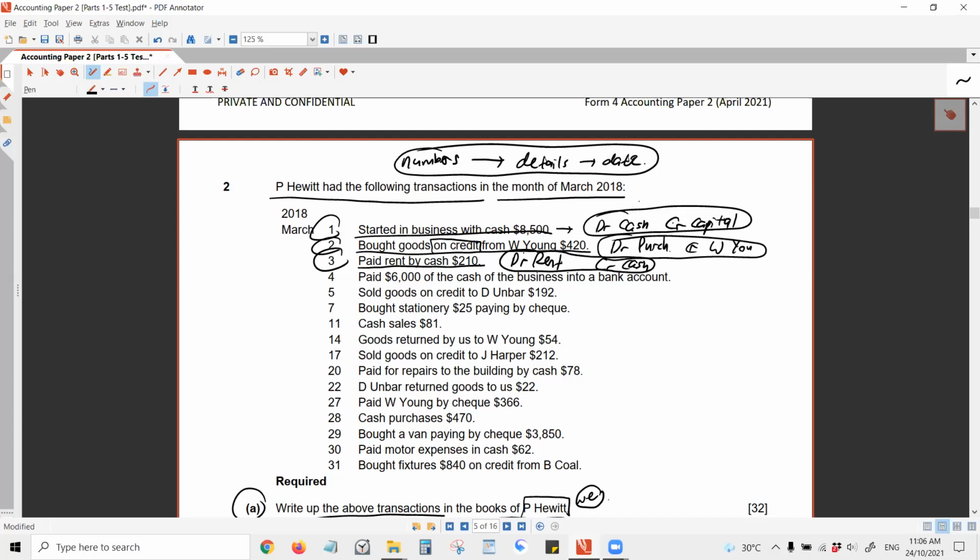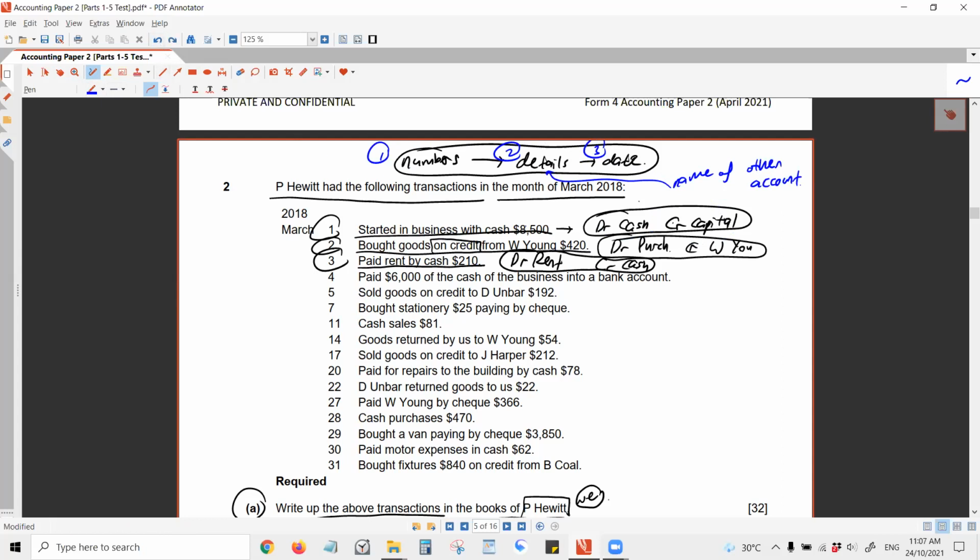Okay, after showing you the entries, let's record into the T account, shall we? So following this sequence: numbers first, then details, then the date. Always remember what to write for the details. Details always refers to the name of the other account. Let's say you are working on cash account, that means the other account is capital. If you are working on capital account, that means the other account means cash.